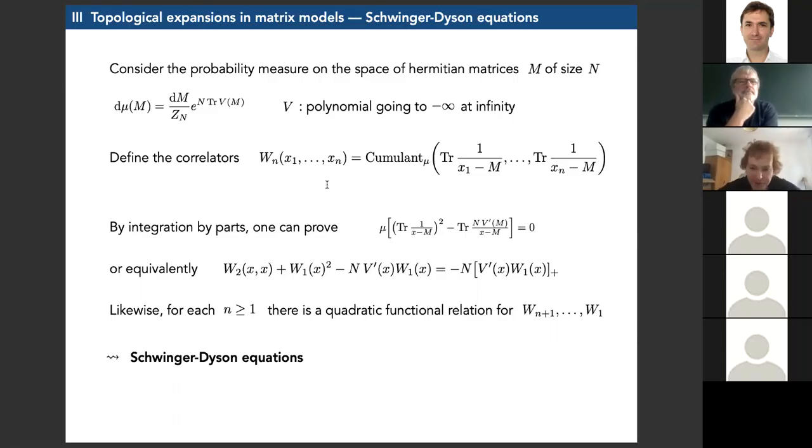There is a tool called Schwinger-Dyson equations, which consists in applying integration by parts to compute certain expectation values with respect to the measure. So for instance, I wrote here trace of 1 over x minus M squared minus trace of n V prime of M over x minus M. This is a coboundary when you integrate in the measure, so you get 0. And this you can rewrite solely in terms of these WNs in this way, where on the right-hand side, this plus means the polynomial part of V prime of x W1 of x. These are some functional relations. Here I wrote just the first one, but there's a whole tower of them that involve Wn plus 1 up to W1, and this for any n. And they are very useful when you want to understand how these WNs and the matrix model behave when n becomes very large.